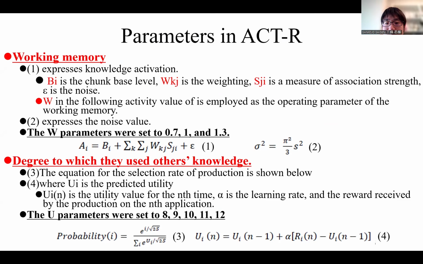In knowledge activation, we manipulated W. The W parameter was set to 0.7 and 1.3. 0.7 is low working memory, 1.3 is high working memory. In the degree to which they use others' knowledge, we manipulate utility. The utility parameter was set from 8 to 12. 8 is a low degree to which they use others' knowledge. 12 is a high degree to which they use others' knowledge.